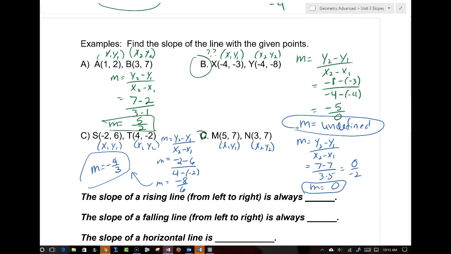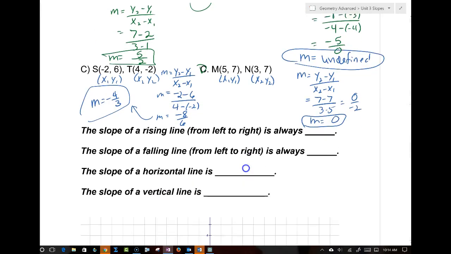And then for C, did everyone get a negative 4/3? Again, if you left your answers as negative 8 over 6, I would count it wrong because you didn't simplify it all the way. And then 0 divided by any number is always what? Big pet peeve of mine is when people tell me 0 divided by negative 2 is undefined. Remember, 0 divided by anything is always 0. So those are valid slopes.